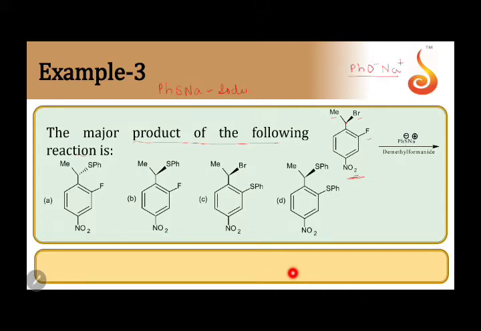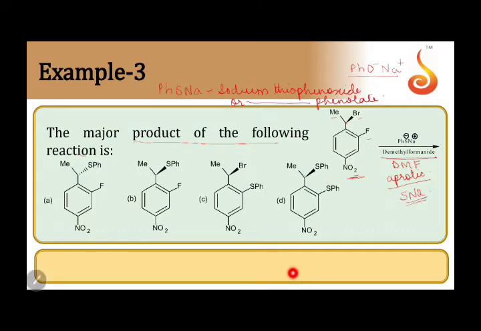Sodium thiophenoxide or thiophenolate. So that is the nucleophile here. It's a strong nucleophile. Dimethyl formamide, DMF, is also given in the reaction. It's an aprotic solvent, meaning the mechanism is SN2 mechanism.